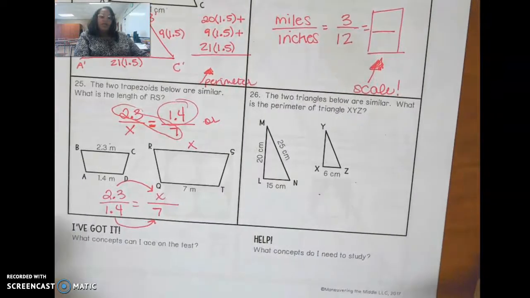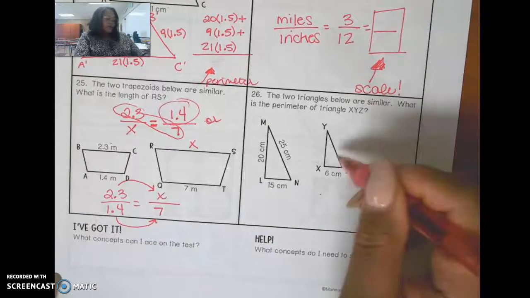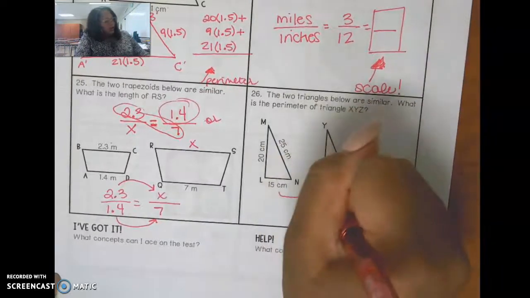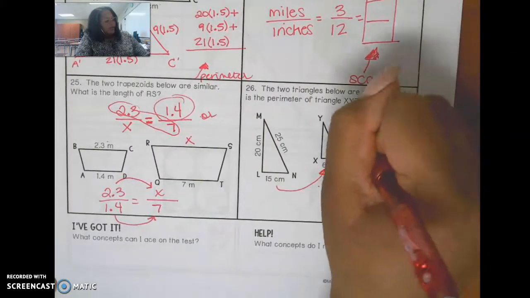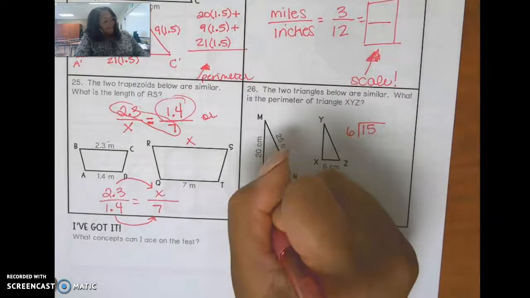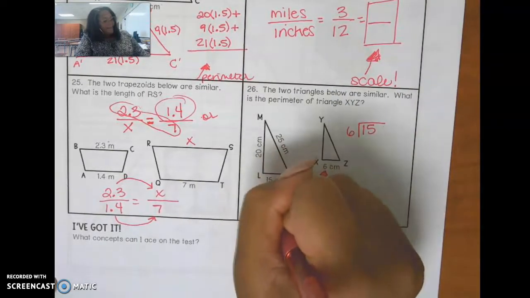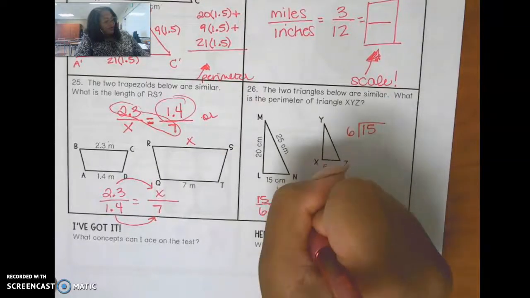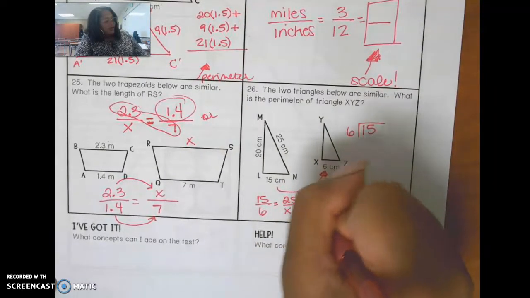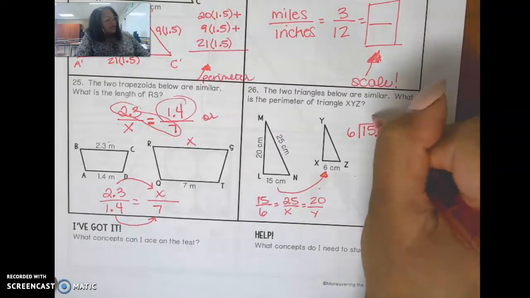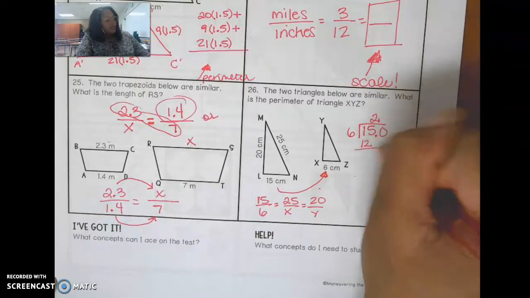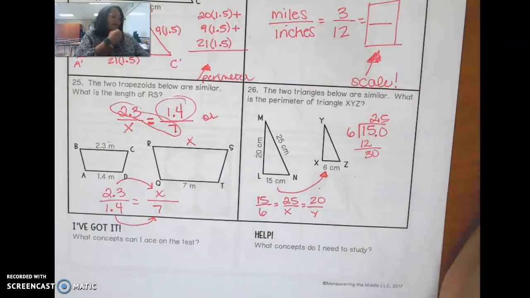Over here it says two triangles below are similar. What is the perimeter of XYZ? So I need the perimeter of this triangle here. So I need to figure out how to get from 15 to 6. So I'm going to divide 15 by 6, top and bottom. This is 25 over x and 20 over y. All right, so 6 goes into 15 2.5 times. So I need 25 divided by 2.5.